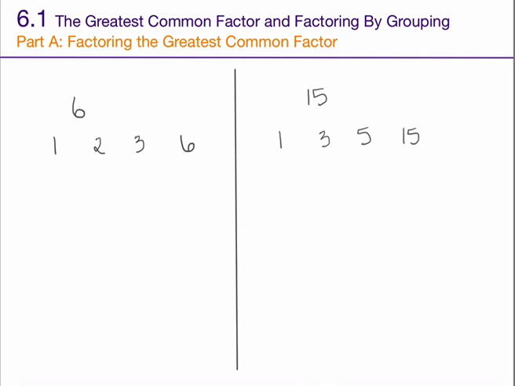What about a common factor? Well, notice that 6 and 15 have a factor in common. All this really means is that 3 goes into 6 and 3 also goes into 15. Notice that 15 goes into 15 and 5 goes into 15, but 5 doesn't go into 6. So each of these numbers has a group of factors, but they only have one common factor, and that's 3.